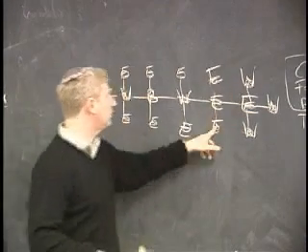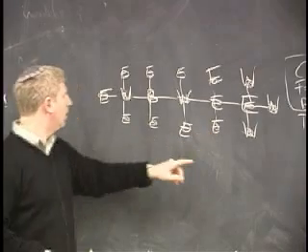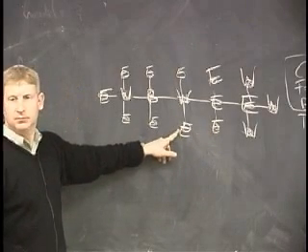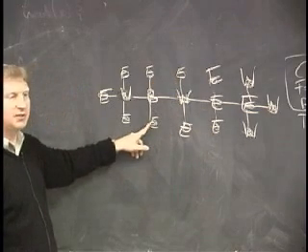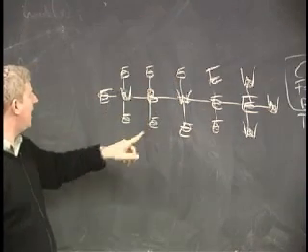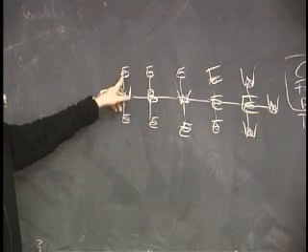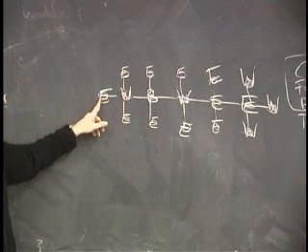So these four count as whites. What about this one? It counts as white because it's bounded by this white. This one counts as white. This one counts as black. This one counts as black. This one counts as white. This one counts as white. And this one counts as white.